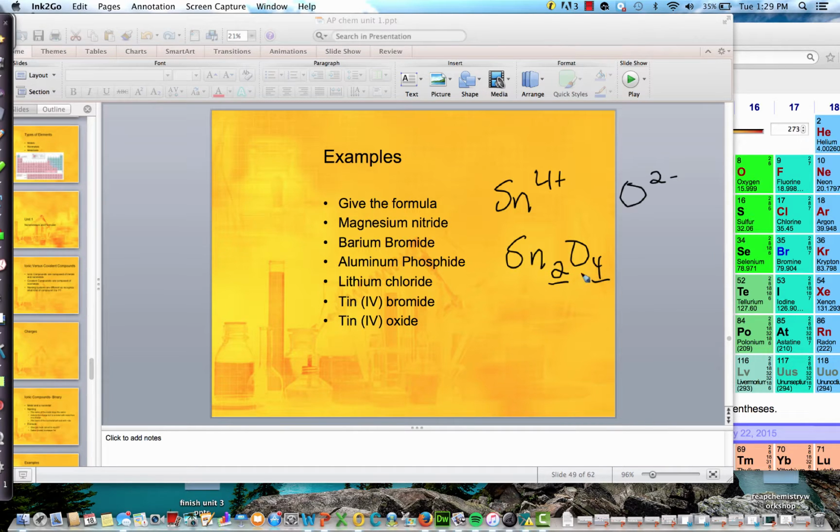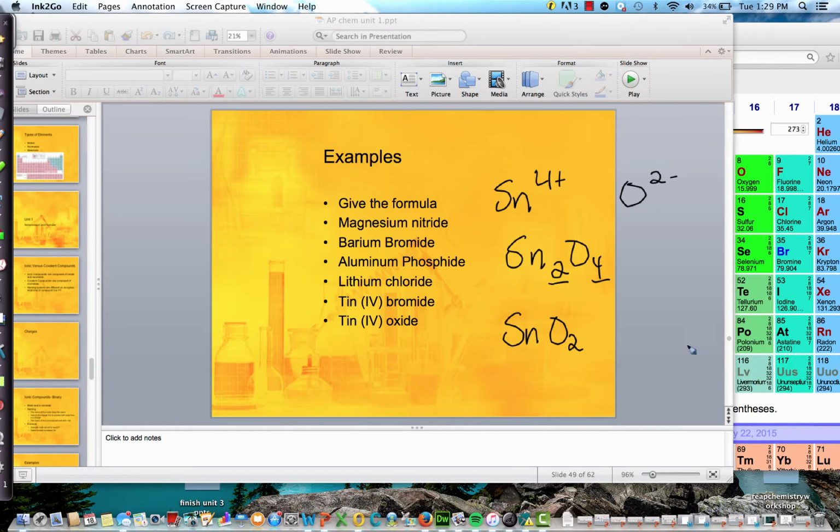Well, I have a 2 and a 4. That can reduce. So I can divide both of those by 2, so it's SnO2. 4 divided by 2 would be 2. I only need 2 oxygen atoms to balance out the +4 charge, and 1 tin atom. So if you can reduce, you need to, because the unreduced form is not appropriate. Okay?